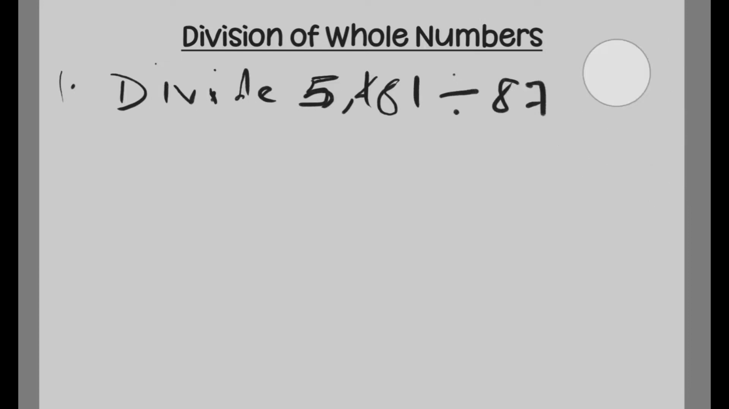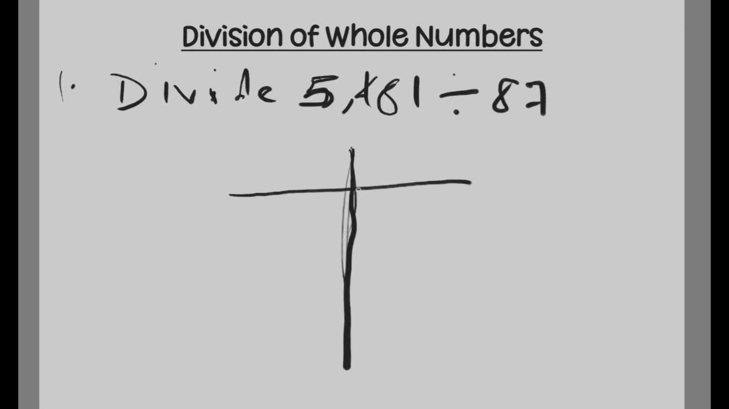I'm going to take this off. So I'm going to solve this question. I'm going to draw a line. Okay, I'm going to draw a line like so, and I'll draw another line right here. And on this side, I'm going to write 5,481. And then here, I'm going to write 87. That's how I'm going to do it.